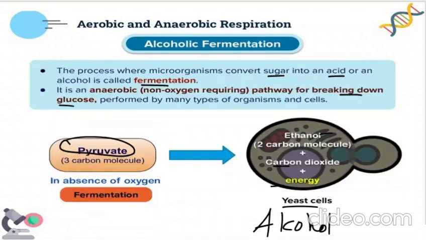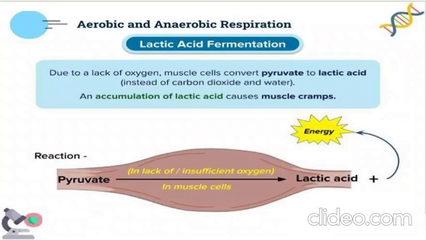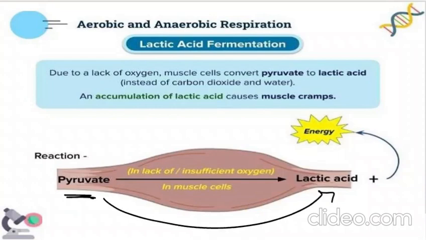So pyruvate can even produce alcohol. It can even produce lactic acid. As I said, the pyruvate molecule, when there is no oxygen, in muscles, when there is no oxygen and it needs to respire, converts into lactic acid and even gives out energy, so the muscle cramps are reduced.